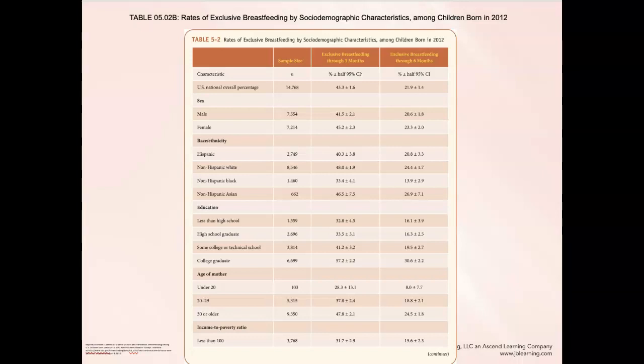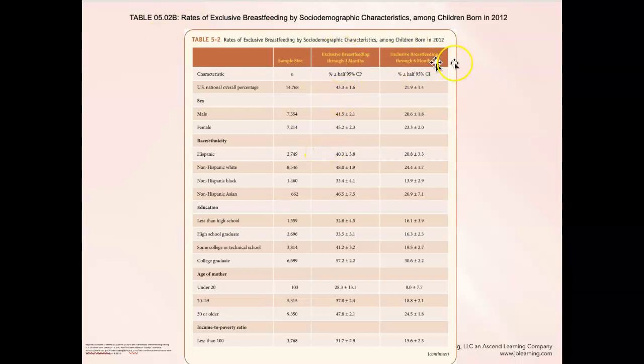So you can see this column here has the characteristics. We've got sex, race, ethnicity. We've also got age of the mother as well as income to poverty ratio. And then at the top, these are labeled here. It shows these columns, which are sample size, the percent, and the 95% confidence intervals. And we've got that for this column here as well as this column here.